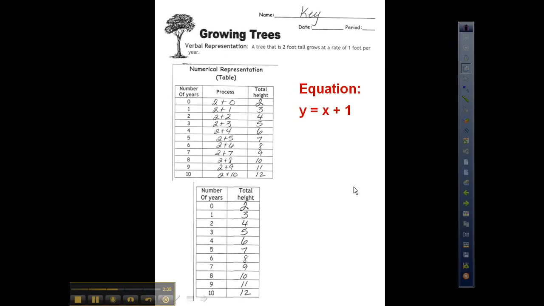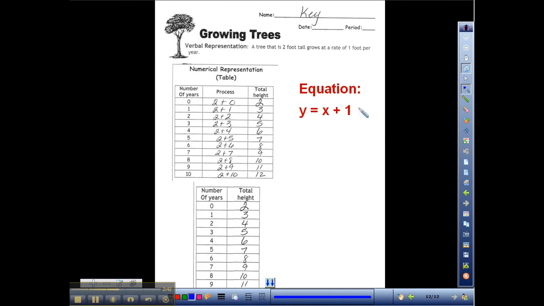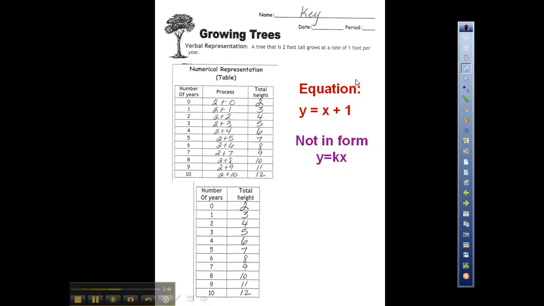Take a look at this equation. What do you see in the equation that we didn't see with direct variation? A y-intercept other than 0. The equation's not in this form, y equals kx.